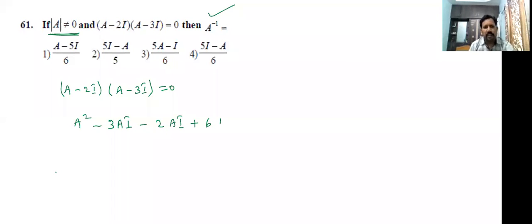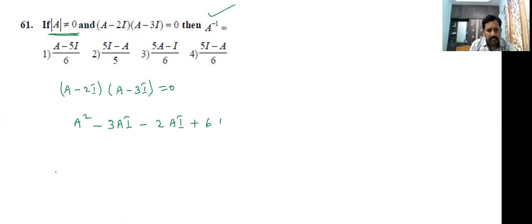In the previous class we completed the inverse matrix definition, its properties, and some problems. Now in level 1, I am going to explain question 61. Here det A is not equal to 0, and (A minus 2I) into (A minus 3I) is equal to 0. Then find A inverse. Det A not equal to 0 means the inverse exists.